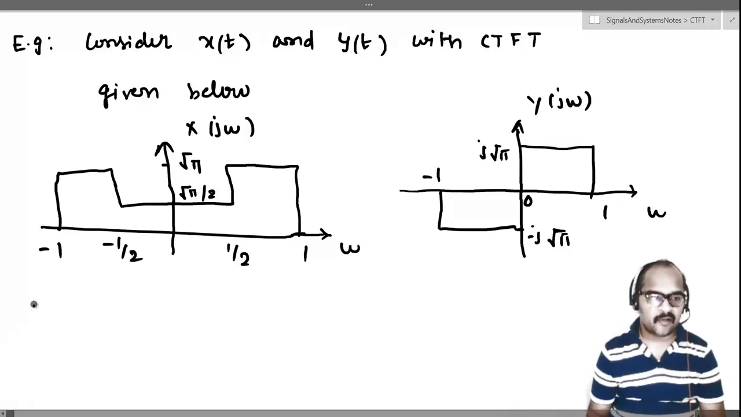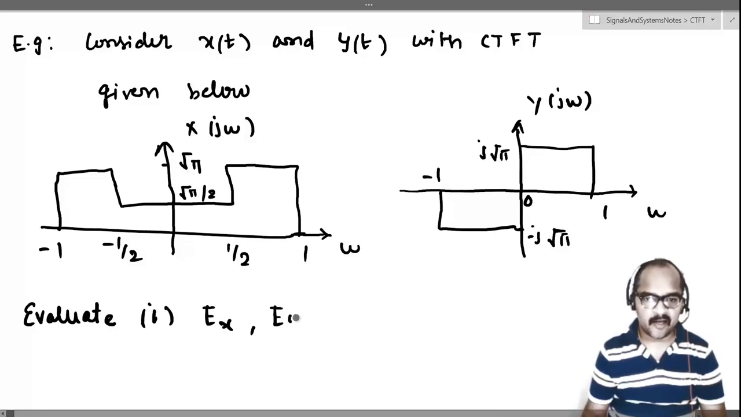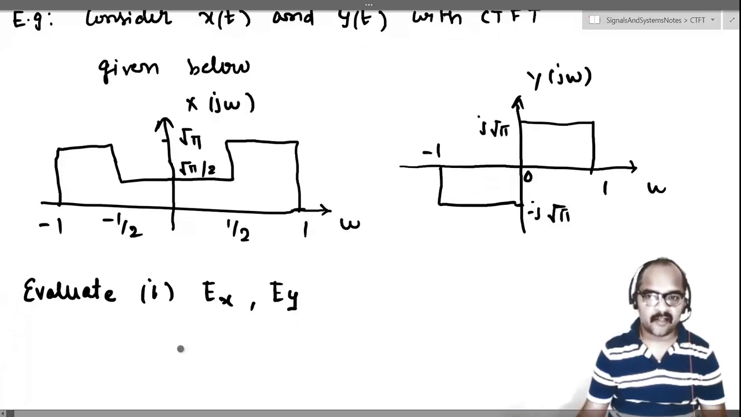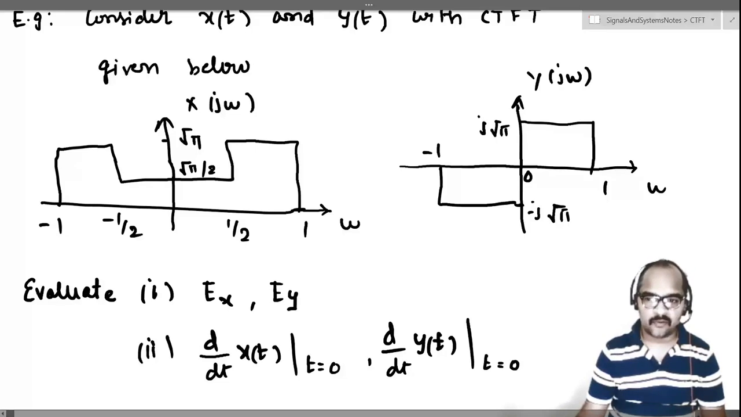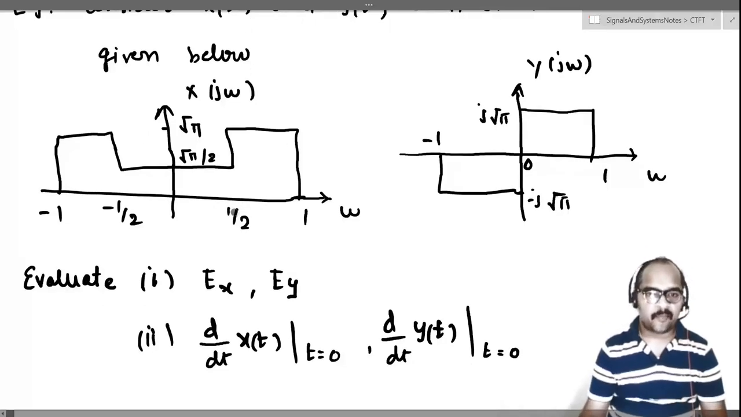So the question is, evaluate first one, Ex, definitely it means energy, and Ey. Evaluate Ex and Ey, that is the first question. And second question, evaluate d by dt of x of t at t equal to 0 and d by dt of y of t at t equal to 0. So we will try to evaluate these two terms. Please remember the functions.